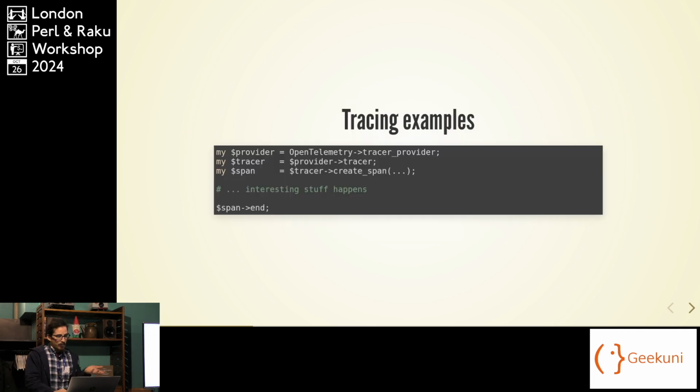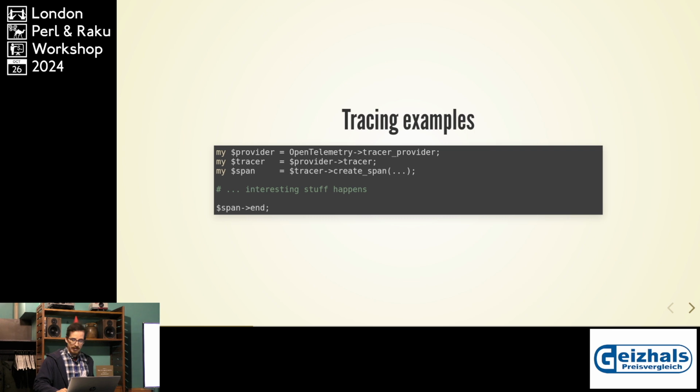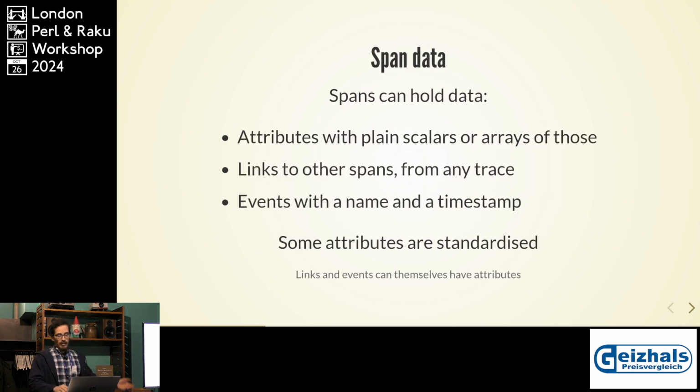So in the code, it would look basically just like that. You get a tracer provider, which then you use to get a tracer. Some of these methods accept parameters, but in this case, the defaults are fine. And then you can use the tracer to create a span to record some data. And what kind of data?